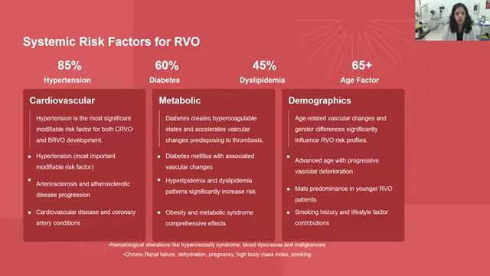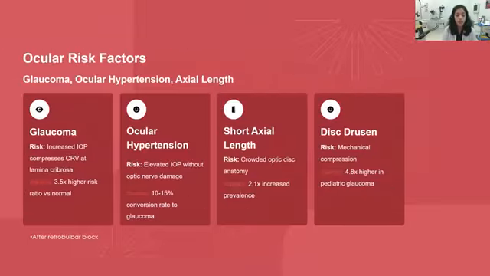There are also ocular risk factors. We just spoke about systemic risk factors, but we also have ocular risk factors. One of the most important is glaucoma, because an increase in intraocular pressure compresses the central retinal vein at the lamina cribrosa, like we saw in the photo. There's a 3.5 times higher risk ratio versus the normal population. Ocular hypertension, which is another form of glaucoma, is another cause.